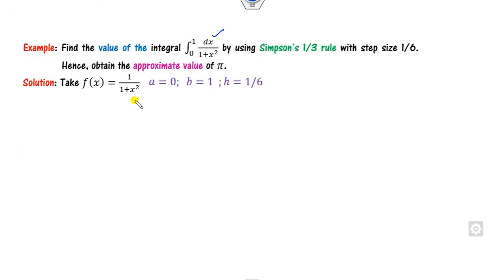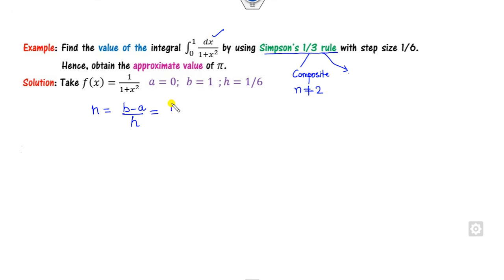Firstly, we can find the value of n. It is (b minus a) over h, because they are talking about the Simpson 1/3 rule. Either it is the composite Simpson 1/3 rule or it is the simple one, depending upon n. If n is not equal to 2, then we can use the composite rule.